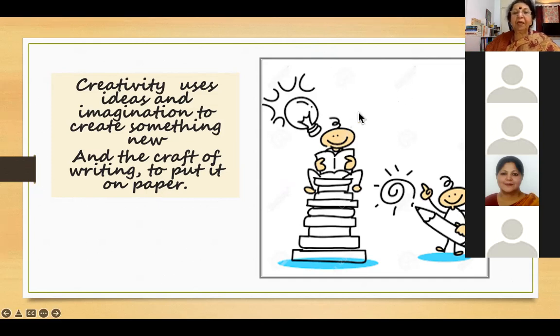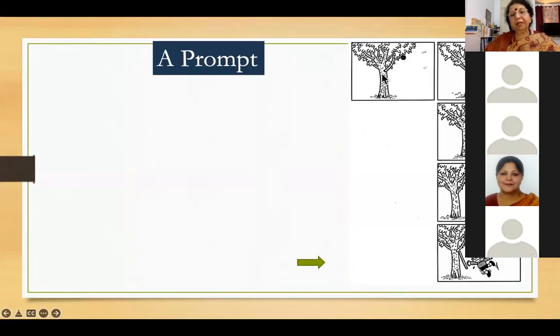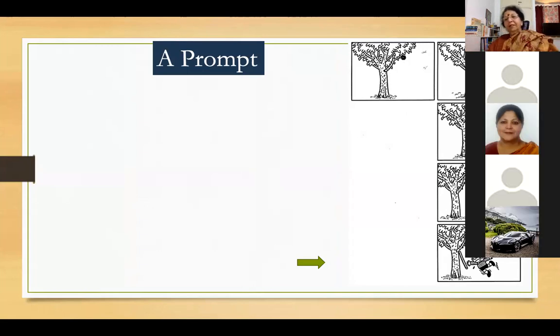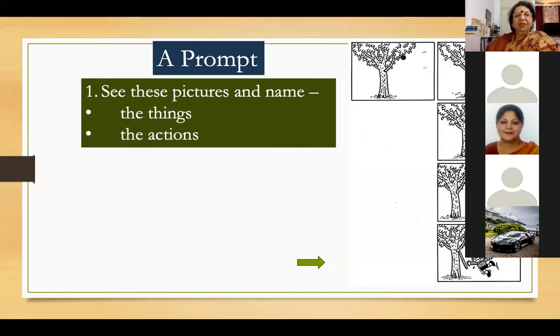Okay. Now here, I've got one prompt for you. You can see these 5 pictures. Are they visible to you? Yes, ma'am. All of you see these 5 pictures? Yes, ma'am. Okay. So how do we begin? We begin with a very, very mundane task of writing 5 sentences. See these pictures and name the things and actions. Name what you see. You see a tree here, there are fruits, there is a boy.